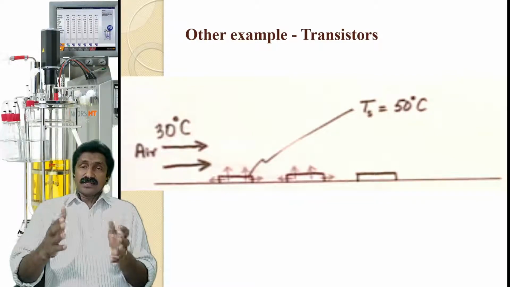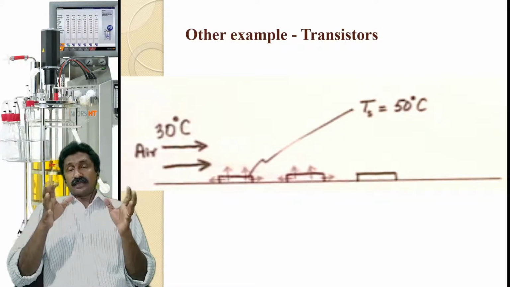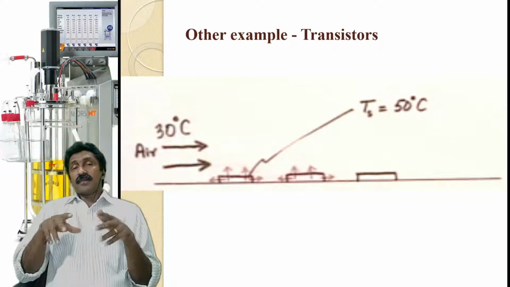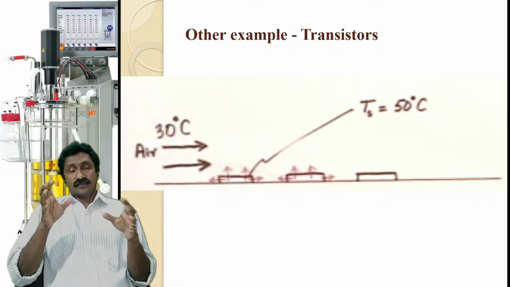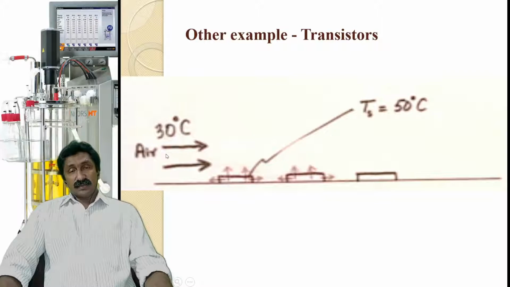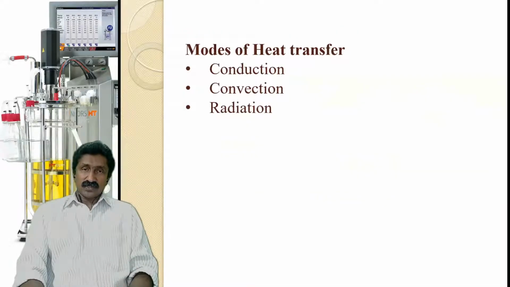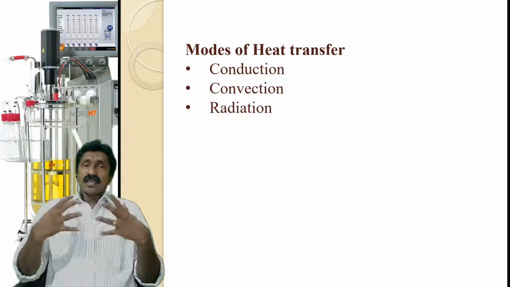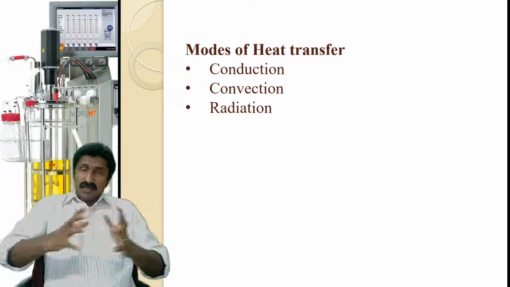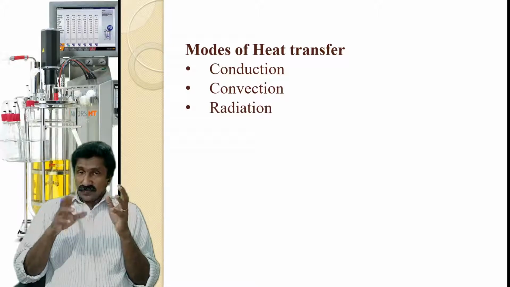Even 95 to 100 degrees Celsius is quite normal for a gaming computer. The internal temperature may reach up to that level, and it is maintained at that level by high efficiency cooling fans. When the fan works, you can see that the air, which is normally at 30 degrees Celsius, will flow through, carrying away the heat generated over the transistors and maintaining the temperature. So this is what happens in the case of a transistor, where also heat exchange is there.